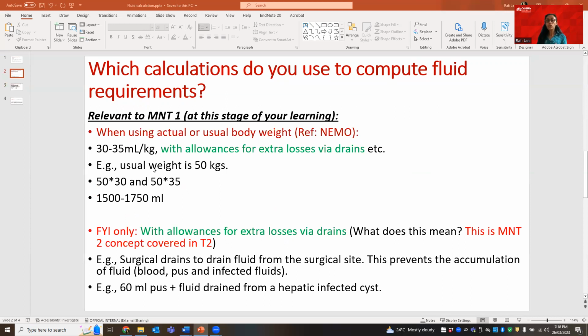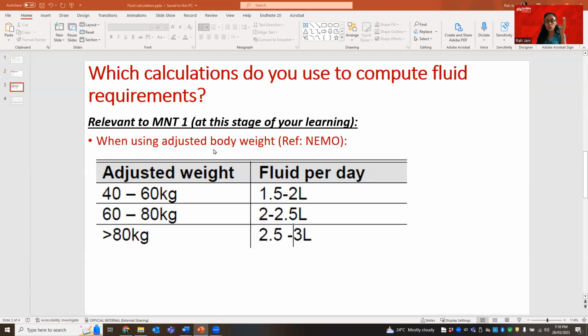Irrespective of these methods, whether you have to use the usual body weight or the adjusted body weight, as you can see, the NEMO resource of fluid requirement is based upon the patient's body weight. Okay. And when they say fluid per day, they only mean fluid only intake. It is not fluid plus beverage.